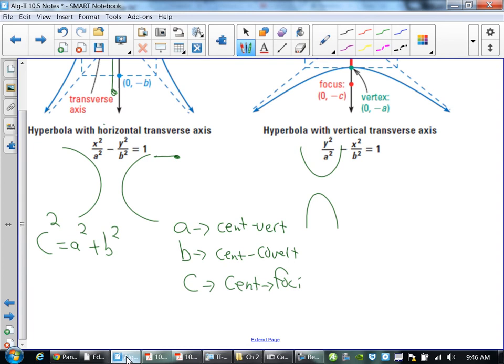So let's just, for argument's sake, jump right into a problem and just go for it. It really shouldn't be all that scary. So the hyperbola, if the x squared comes first, it goes left and right. If the y squared comes first, it goes up and down.